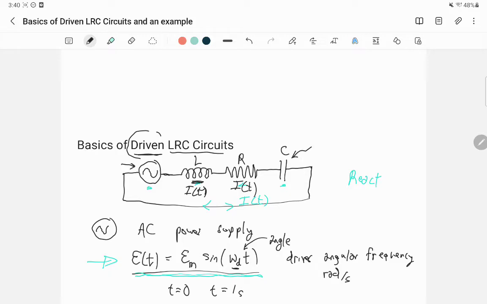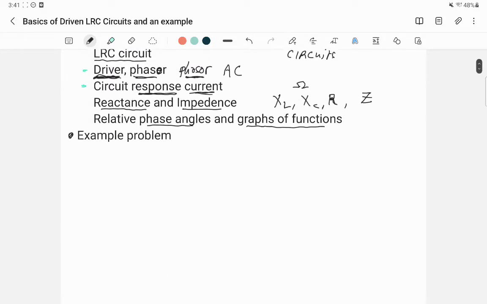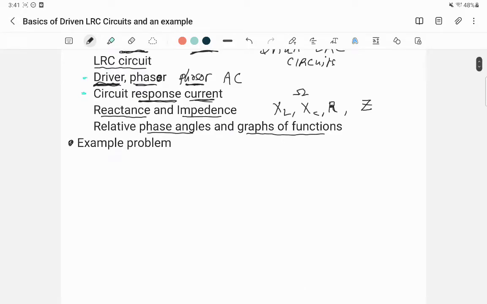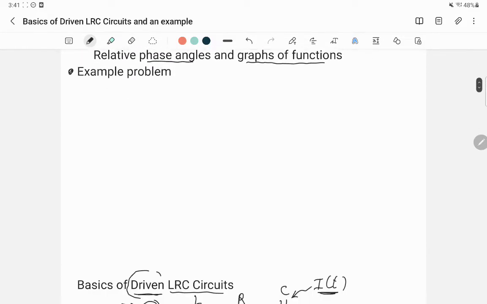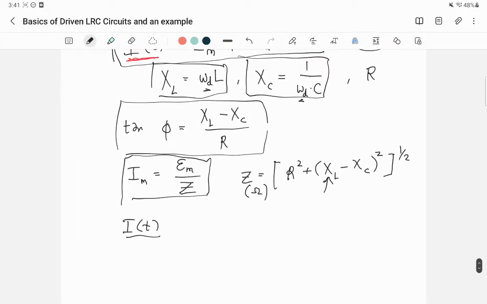The rate at which charge separation collects on the capacitor depends on I of t. So all the details of the circuit start from this basic backbone knowledge of how the circuit responds, that is, how the circuit has a current because of the driver. Okay, cool. So I've got a lot of things done with this little basics review.